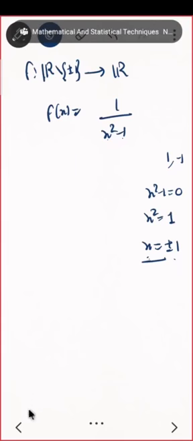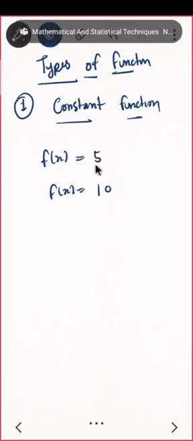Okay, so this was all about function. Now let us see types of function. So what are the types of function? Let us see. The first function comes as constant function. What do you mean by constant function? Say if I say f of x is equal to some pi, or f of x equal to some value, say 10. That means for all values of x I am getting the same output.